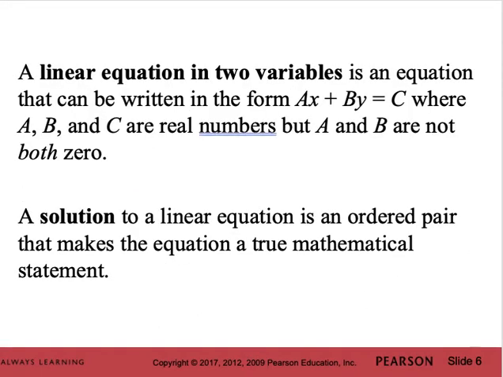A linear equation in 2 variables is an equation that can be written in the form ax plus by equals c, where a, b, and c are real numbers, but a and b are not both 0. A solution to a linear equation is an ordered pair that makes the equation a true mathematical statement.